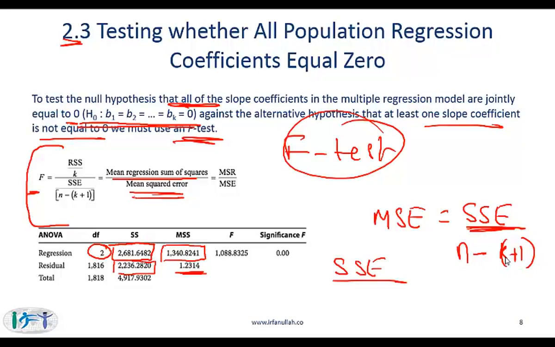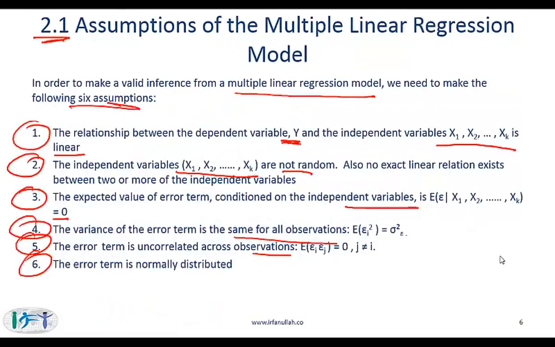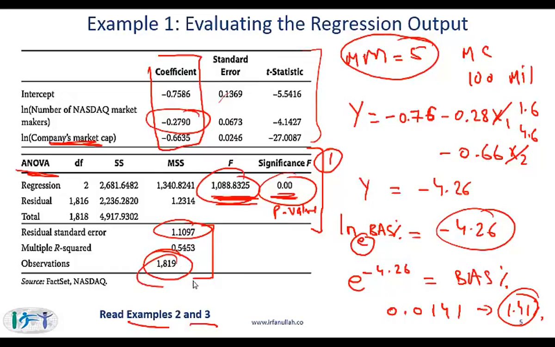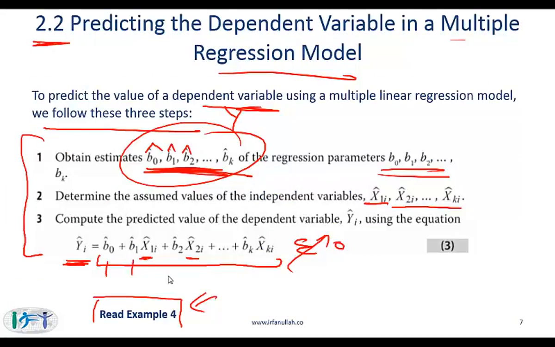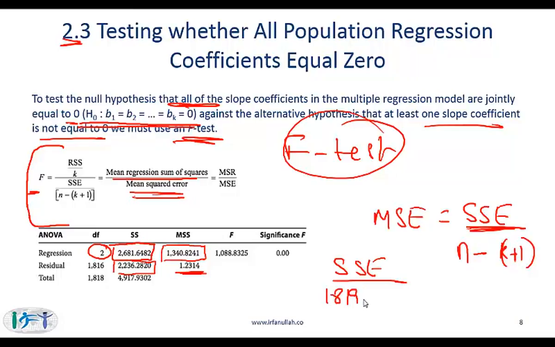What is n? N is the total number of observations. That total number of observations was how much? If we go back to our data, it is 1819. So you actually do 1819 minus what's k? It's 2, the number of independent variables, plus 1. What is 1? That's just part of the formula, right? So then you have SSE divided by 1816. When you do that, you will get this number.